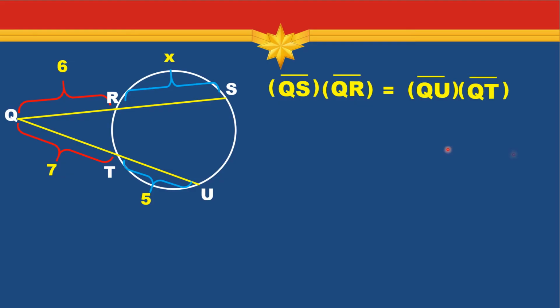Okay, let us substitute. Ang QS natin, class, hindi binigay. Pero yung QR tsaka RS binigay. So, i-add lang natin yon.